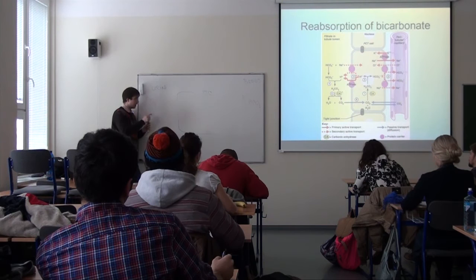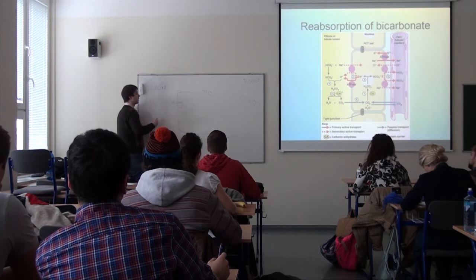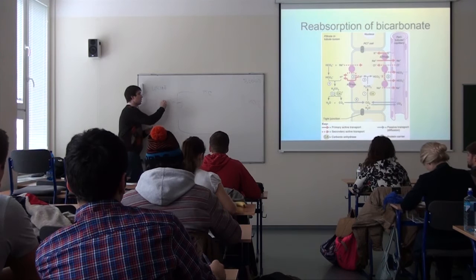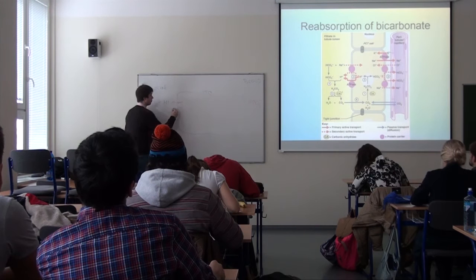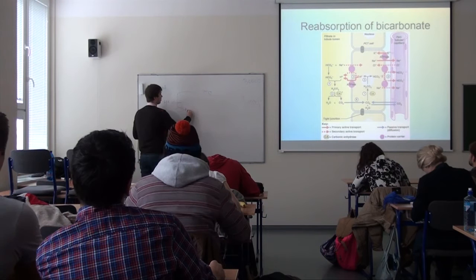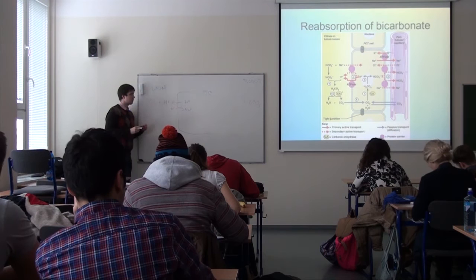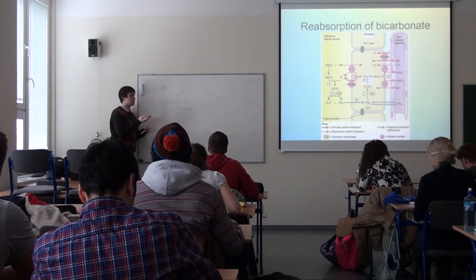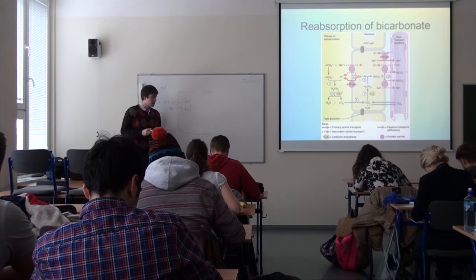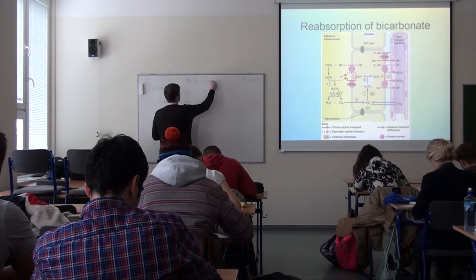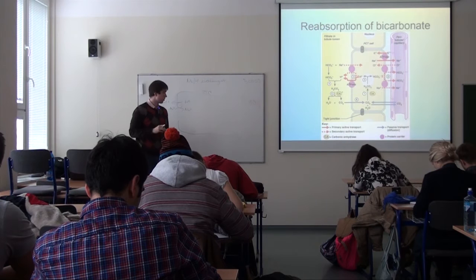The first stage is that to urine, you secrete proton. Yes? And to keep the balance, you need to resorb other cation, and that's the sodium. So the first step is secretion of protons and resorption of sodium. This transporter is called an NHE exchanger or NaH transporter. And it's localized only in the proximal tubule. Yes?